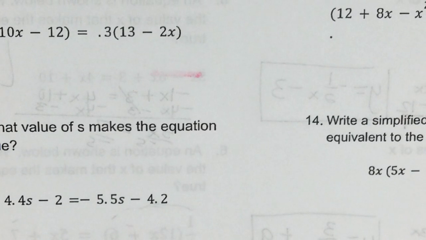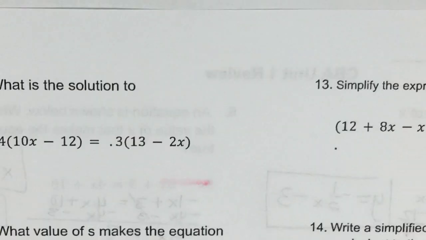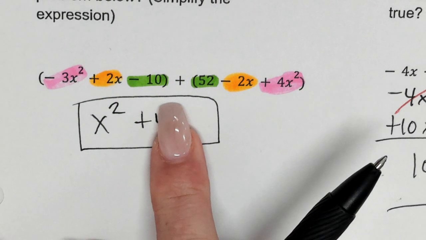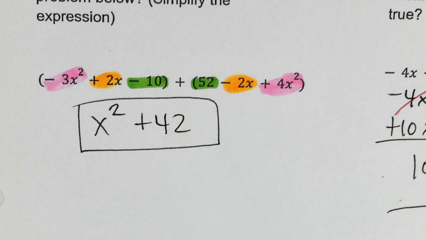Okay, flip to the back. Only the ones with equal signs. The question was, could I have done this on the calculator? The answer is no. Why? There's no equal sign. That is just simplifying, okay?